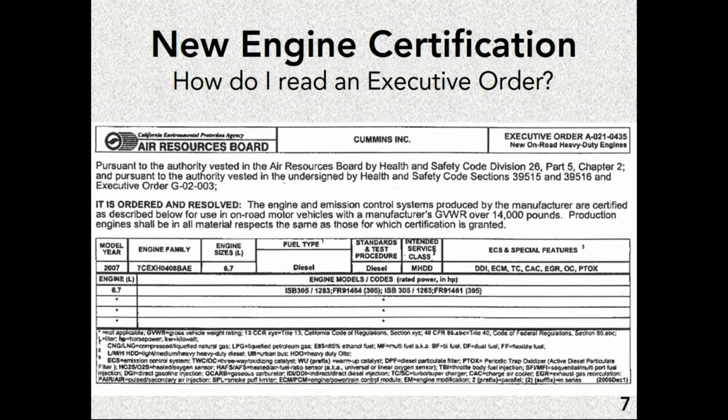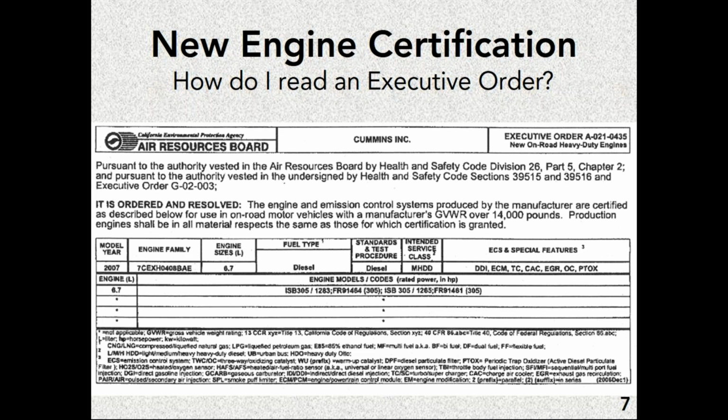Here's an example of the top of one of ARB's executive orders. You can see the number on the far top right-hand side. You can see it's a new on-road heavy-duty engine, and this is manufactured by Cummins. Now, if you get past the language, you can see that this is a model year 2007 engine. It's 6.7 liters. There's the family name, and you can also tell the fuel type is diesel, so we're looking at a diesel engine. And the intended service class MHDD is medium heavy duty diesel.